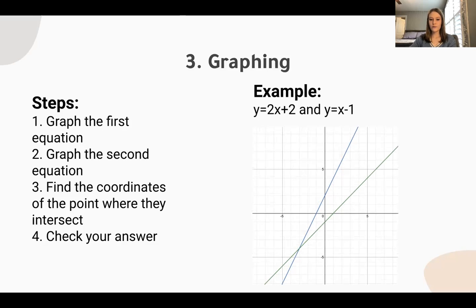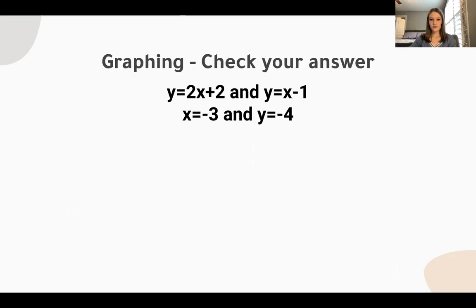And we're going to find the point where they intersect, which is where that circle is, and the coordinate for that point is -3, -4. So x equals -3, y equals -4, and we're going to check our answer. When doing this, we're going to plug -3 in for x and -4 in for y to get -4 equals 2 times -3 plus 2. So -4 equals -6 plus 2. So -4 equals -4. So the values we found for x and y were correct.